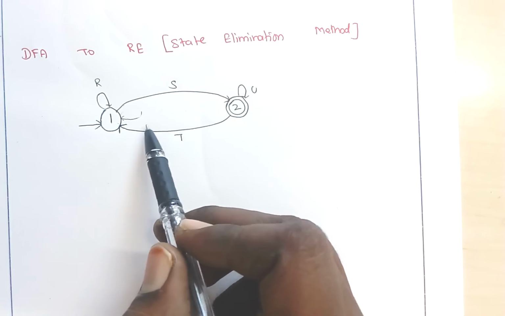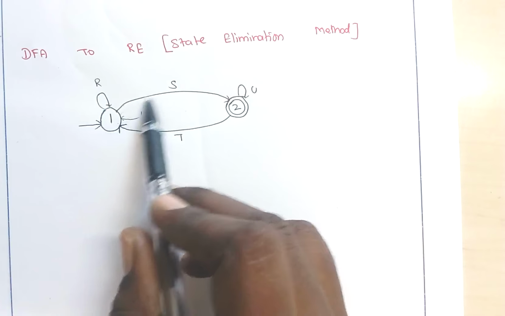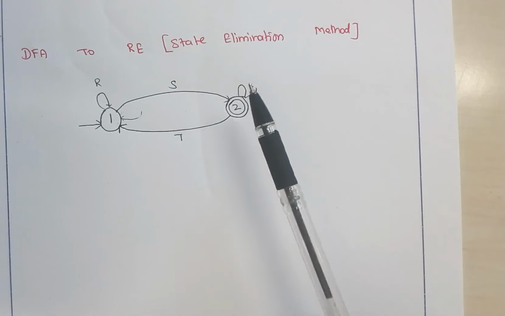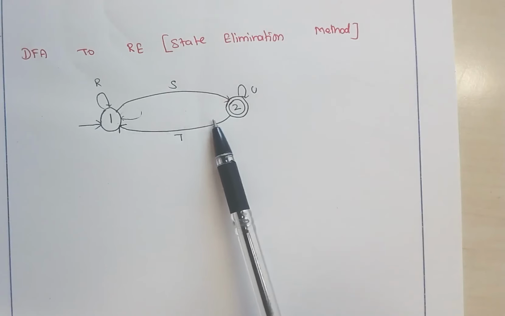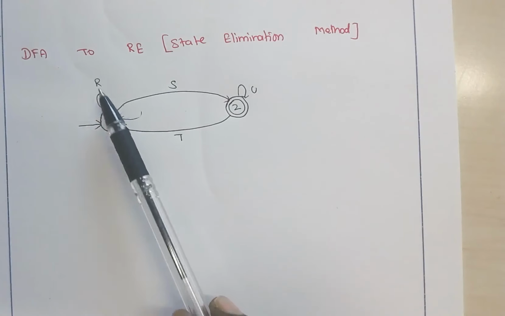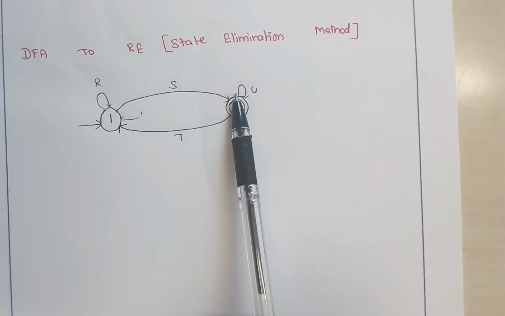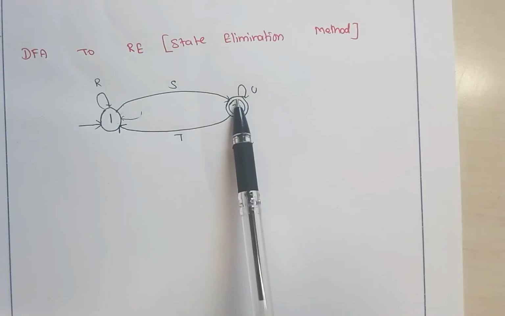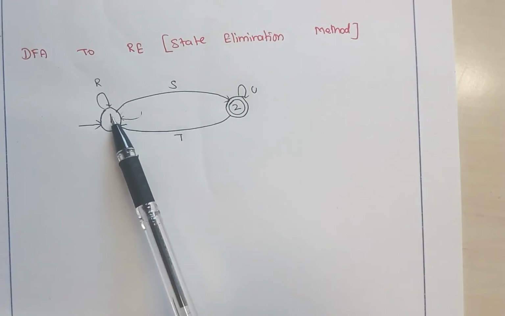When you make the loop at the starting state, the input is S U star T. Similarly, if you want to make the loop at the final state, the input from the final state to the starting state is T, and here we have a loop over the starting state as R, and again from 1 to 2 it is S. So it is T R star S. It is up to the user to take the loop either in the starting or the final state. For this example I'll consider this loop towards the starting state.